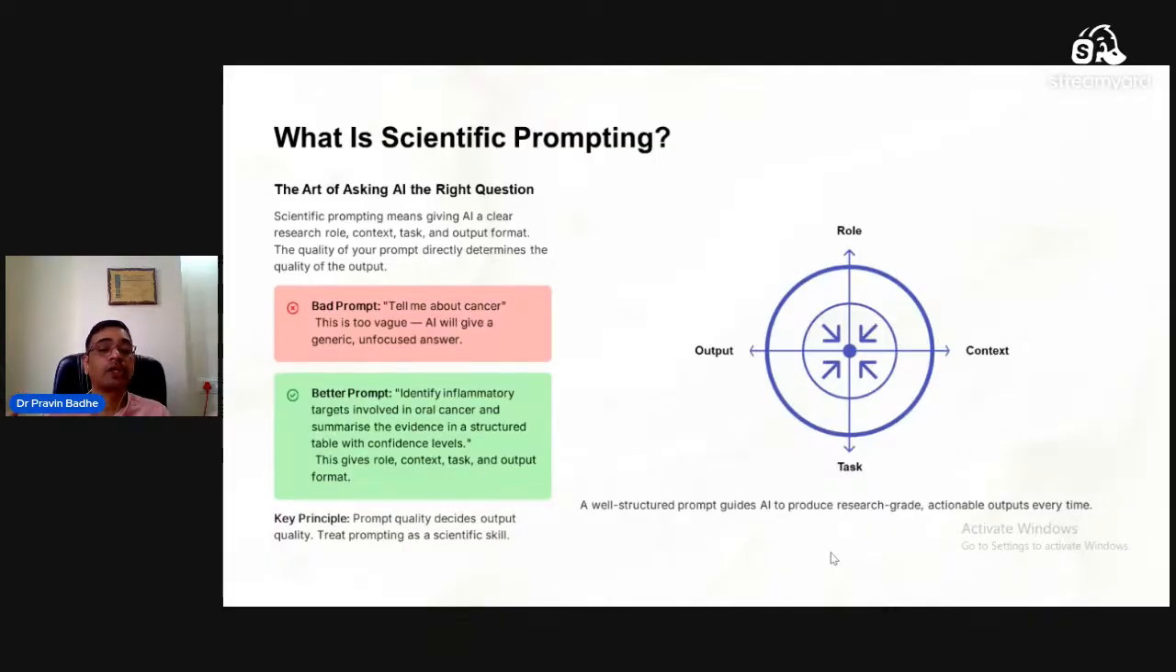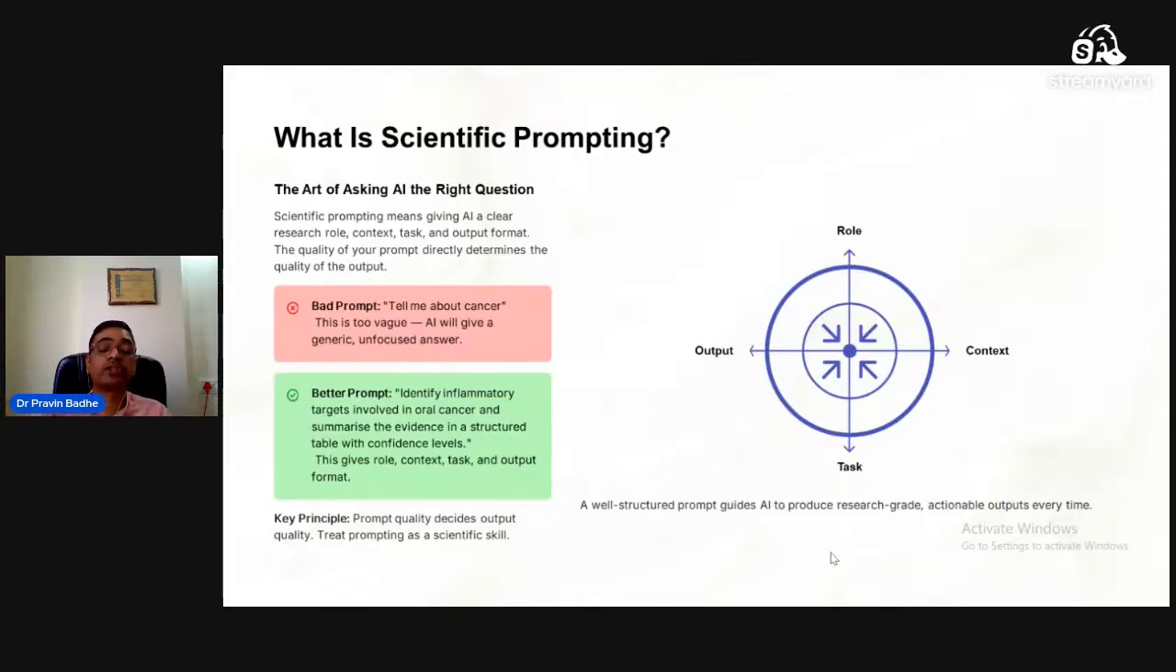You want to work in the cancer area. If you ask the LLM, tell me about cancer, it is not going to stop there. It will give you the answer, but it will be a vague one, a generic one, and an unfocused one. Now, when you are starting in the field, as a researcher, that is not what you are going to start with. You will have some background for that, and that's why you need to design your scientific prompt in such a way that AI can give you a more structured answer which will be useful for you to take it further.